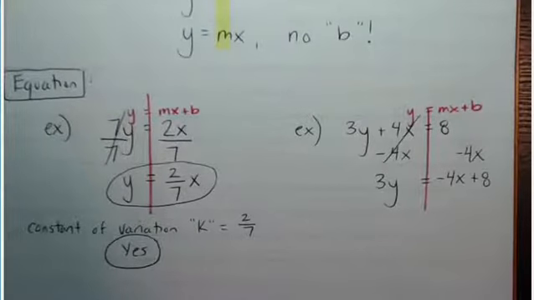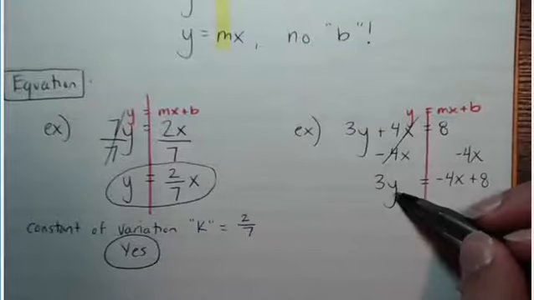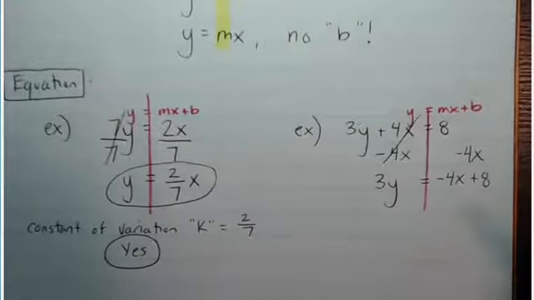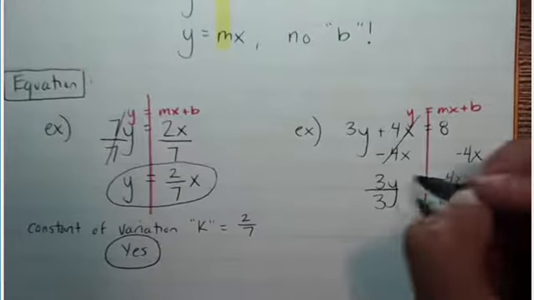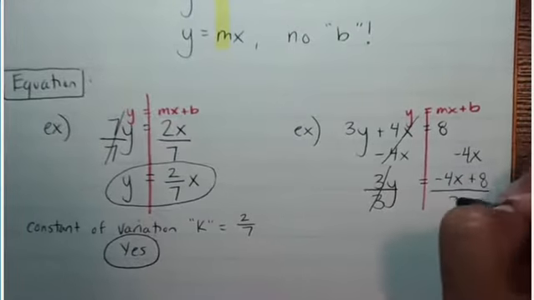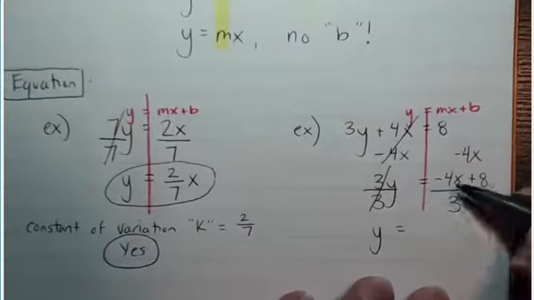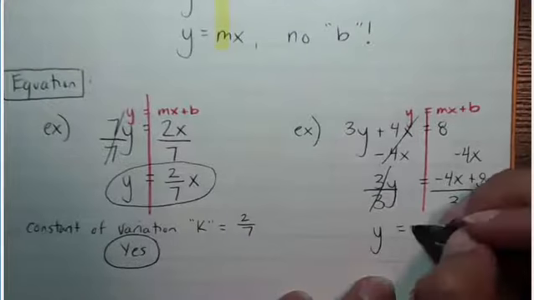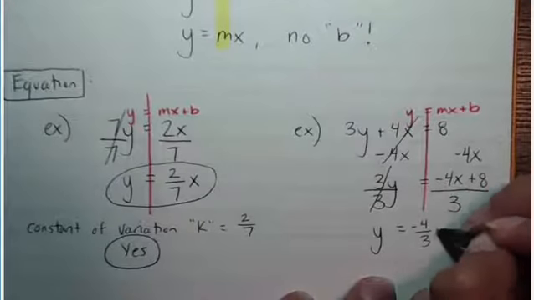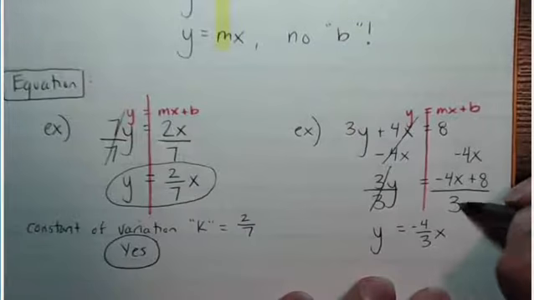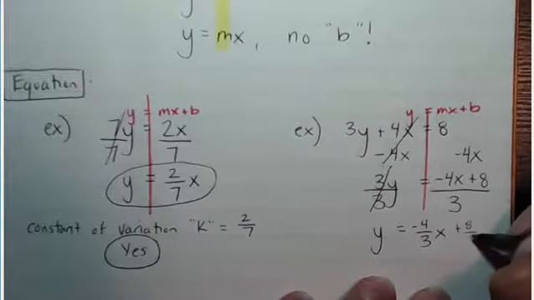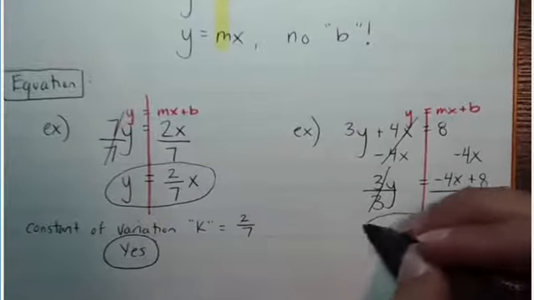Okay, I'm not quite finished here. To get y by itself, how do I get rid of that multiplied by 3? I have to divide by 3 on both sides, so I divide this whole side by 3. And I rewrite the equation as two fractions. So negative 4/3 x plus 8/3. Okay, so this is my equation.